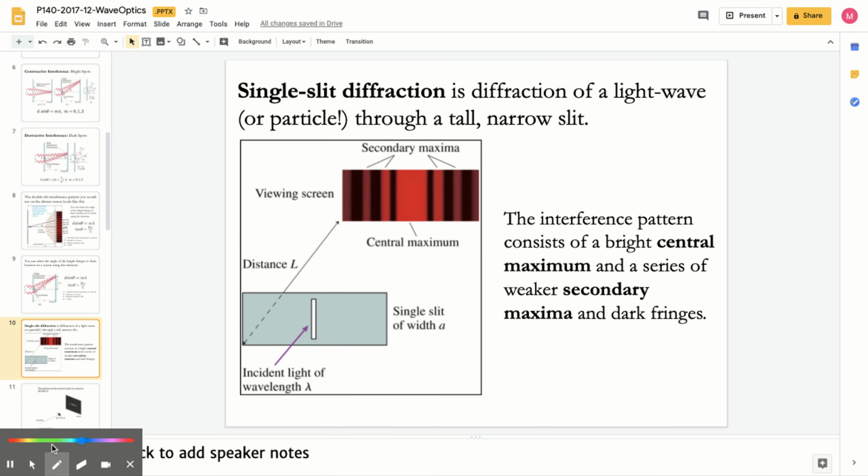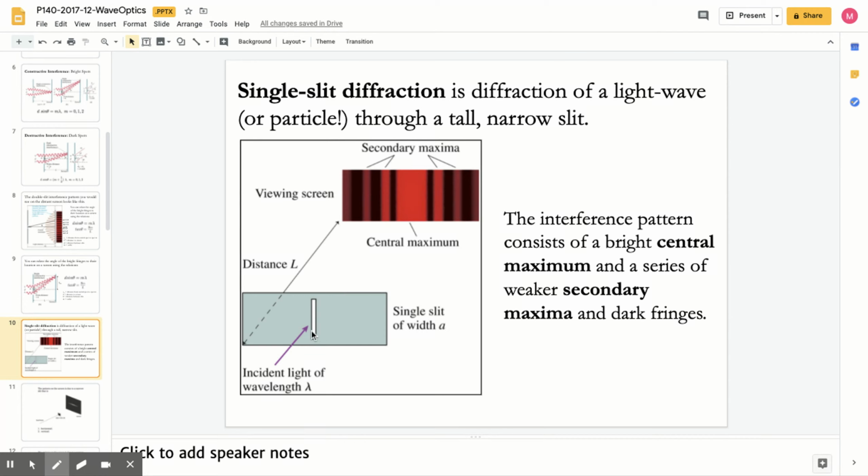Okay, next we're going to talk about single-slit diffraction. This is the diffraction of a light wave or particle through a tall, narrow slit. Notice that the slit width is small, and the slit height is much bigger. And notice that my diffraction pattern, my interference pattern over here, is in the same direction as the smallest edge of the slit.